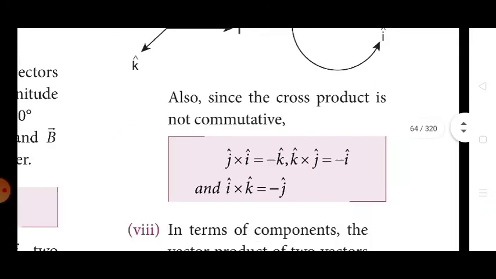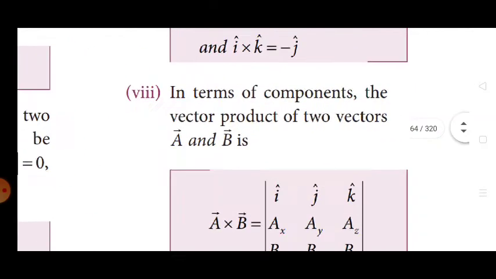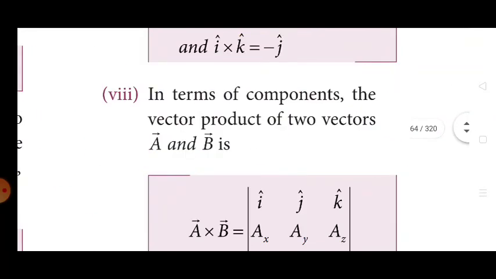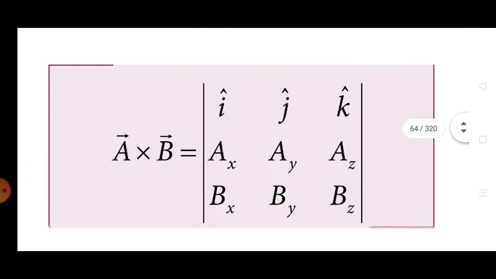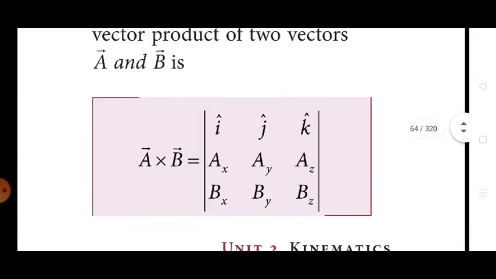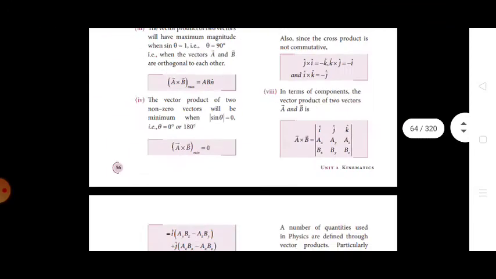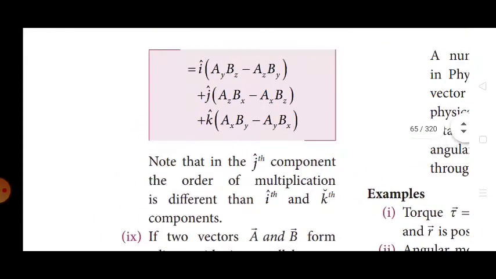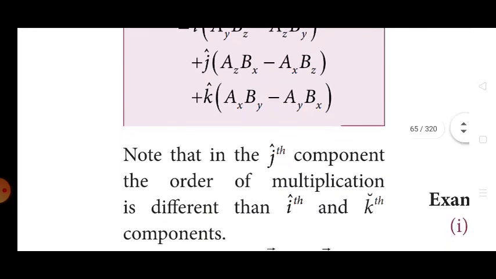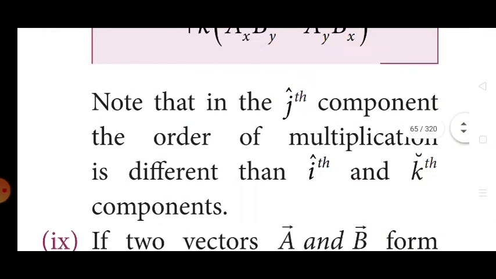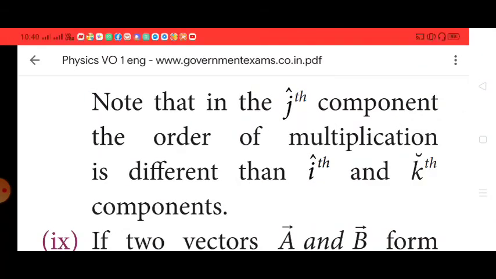Eighth point, in terms of components, the vector product of two vectors A vector and B vector, A vector cross B vector, is equal to the determinant with rows i j k, ax ay az, bx by bz. Using this, i cap into (ay bz minus az by) plus j cap (az bx minus ax bz) plus k cap (ax by minus ay bx). Note that in the jth component, the order of multiplication is different from the ith and kth cap components.